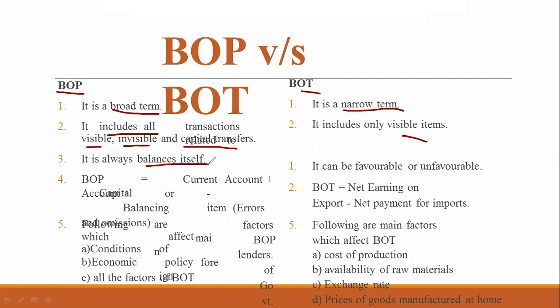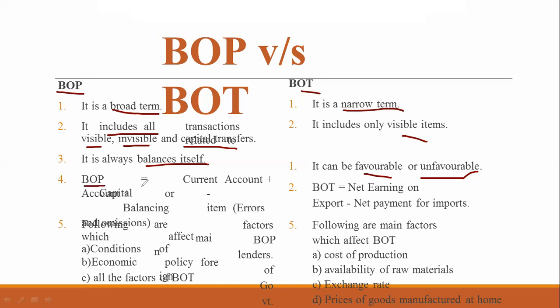Balance of payment will always balance. Balance of trade can be either favorable or unfavorable. We have seen if export is more than import, it is favorable for the country. Okay, and if import is more than export, then it is unfavorable for the country. Because if exports are more, there will be more inflow of foreign currency in the country. Correct. And if imports are more, more outflow of foreign exchange will take place. So it is unfavorable for the country. So balance of trade can either be a favorable position or unfavorable position. But balance of payment will always tally itself, balance itself, that we have seen from that statement.